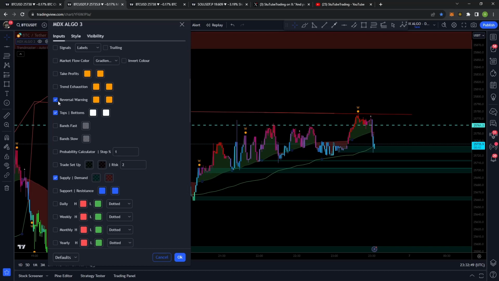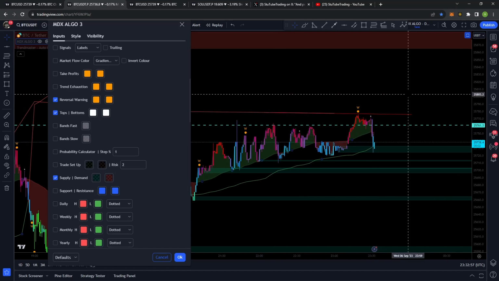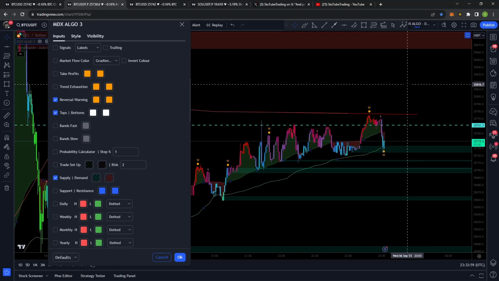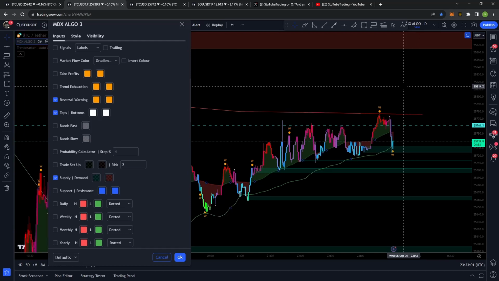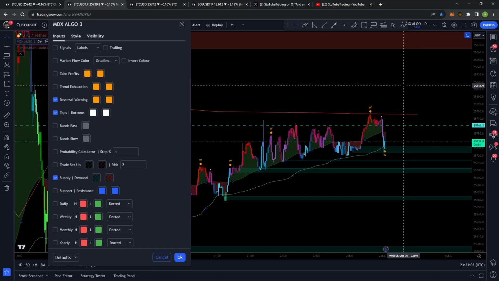I also use, obviously, the reversal warnings, which I've been very clear about. Tops and bottoms, that's these little white marks that you can see as well. Also a very good signal. Ooh, that W there. I am actually going to downsize my position just as risk management, guys.